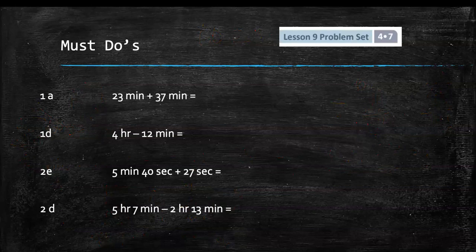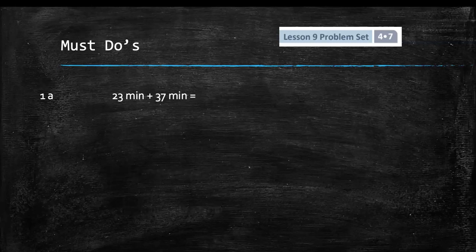You have your must-dos for your problem set for lesson 9. So if you have your Eureka Learn book, it is in lesson 9 problem set 4.7, 4th grade module 7. These are your must-dos: 1A, 1D, 2E, 2D. And if you don't have your book, I wrote the math problems down for you. So go ahead and write those down and get to work. Once you get those done, go ahead and push play, and I'll be more than happy to show how you did.